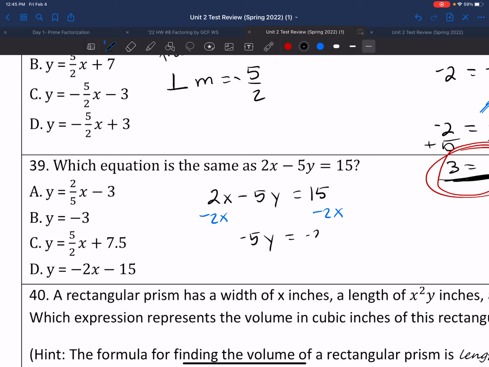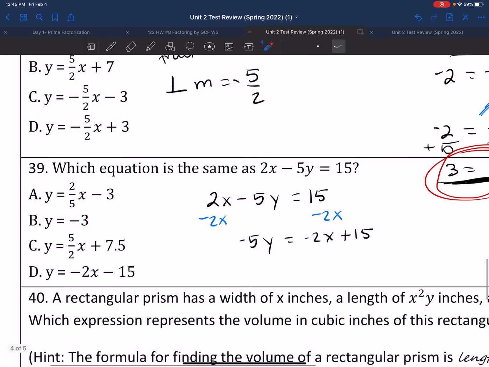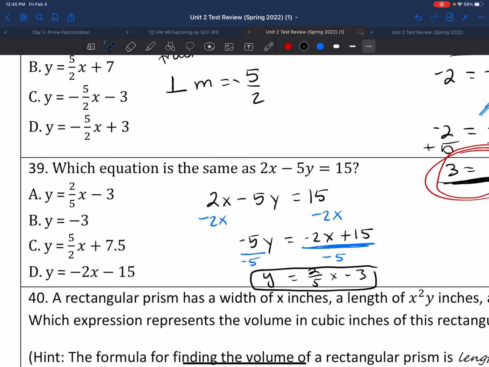negative 5y is equal to negative 2x plus 15. Since this is now by itself, I can go ahead and get rid of this negative 5, right? Negative 5 times y, what is the opposite of multiplication? Well, it's just division, right? You have to divide both sides by negative 5. Everything gets divided by negative 5, okay? So I have y is equal to 2 over 5x minus 3. And this is what I'm trying to look for in the multiple choice answers, and it seems like A satisfies that.